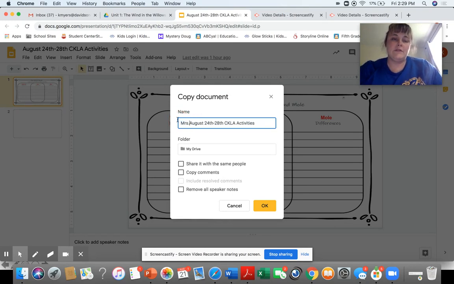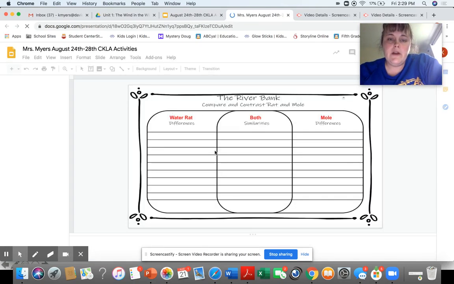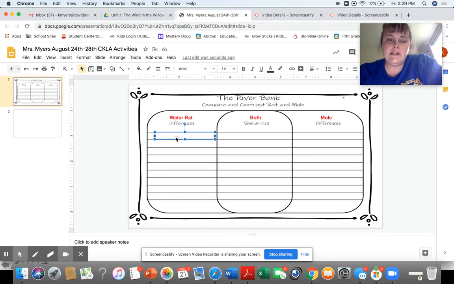So I might put Mrs. Myers, and OK. Now open it up with your name at the top. And within this text, you can write down and type in some differences between water rat and mole. So if I may think about one way, let me start with the way that they're the same. That might be easier. So what are some ways that both water rat and mole are the same?